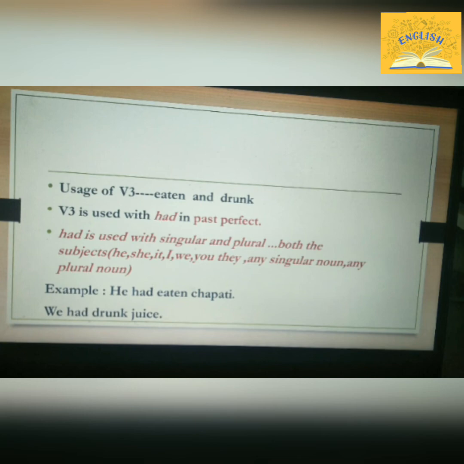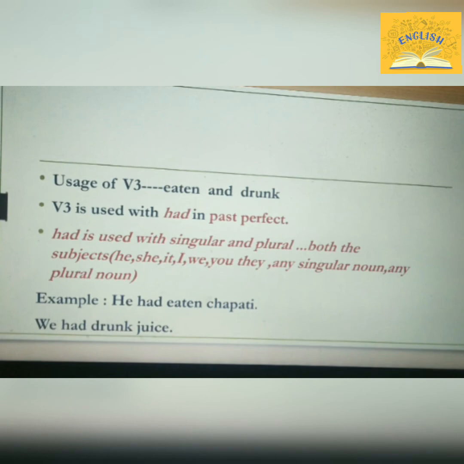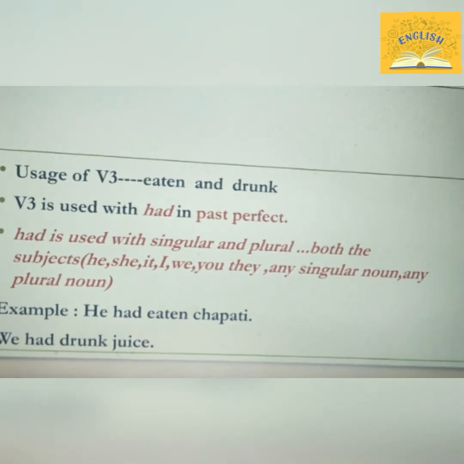And with past perfect tense we use had plus verb third form, that is the third column we had discussed in our last video. Third column means V3. So we are using had plus V3. Now in past perfect with all the subjects, whether it is singular or it is plural, with both the subjects we use had plus V3.